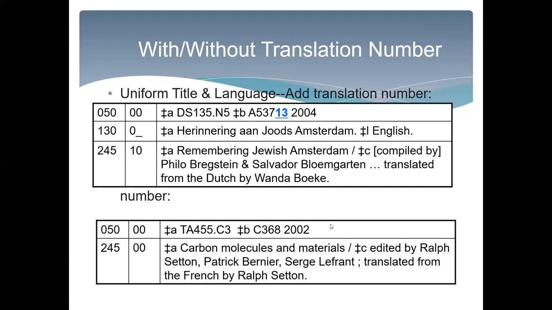Down here we have carbon molecules and materials. It is translated from the French, but there is nothing in there that tells us what it's being translated into. Now we can guess it's probably being translated into English, but the rules say if you do not have a field that has that original title in it, 130, 240, that tells you what language it's being translated into, that subfield L, then you are not going to add your translation number.